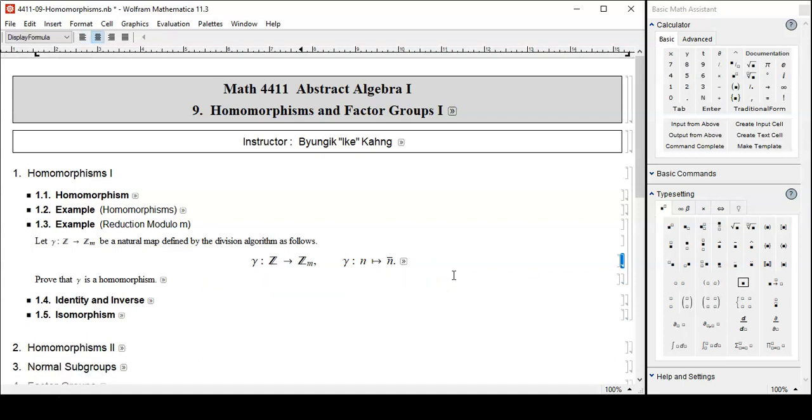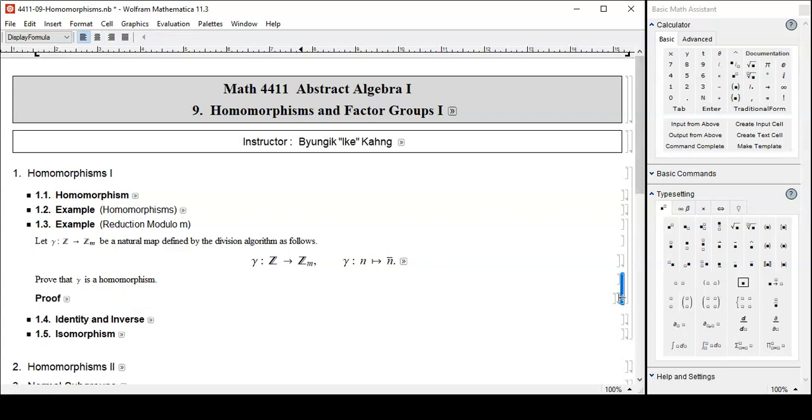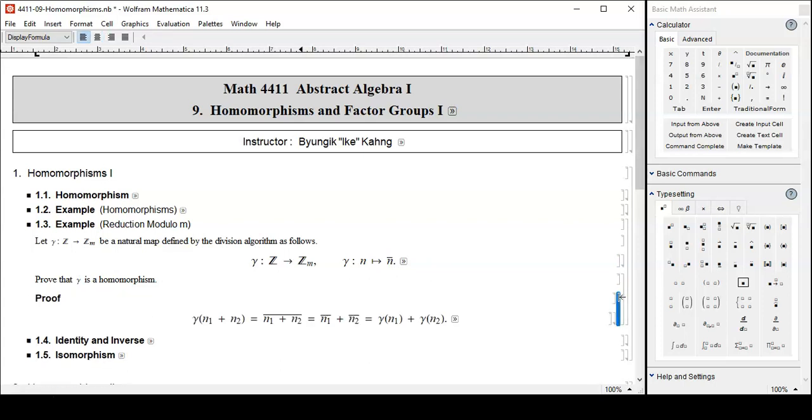This one is perfectly fine, and if you stick to that, proving that this is a homomorphism is just a one-liner like this. Gamma of n1 plus n2 is the bar of n1 plus n2, but that's n1 bar plus n2 bar, or n1 plus n2 modulo m. And we established this way back in lesson 1, don't you remember? This one here, the middle part. The addition is well defined with all those equivalence classes and the quotient set. We did it in lesson 1.